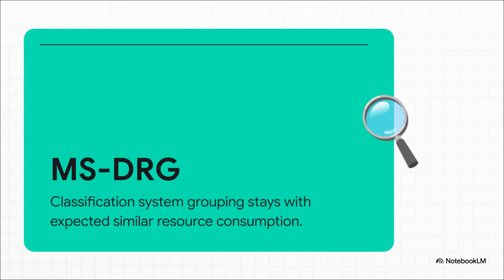Think about it. Every single day, hospitals see thousands of wildly different patient cases, right? Amazingly, this system manages to statistically classify almost every possible human medical event into just about 750 distinct payment categories. It's honestly an incredible feat of categorization. The whole goal is to group patients together who are expected to require roughly the same amount of hospital resources.